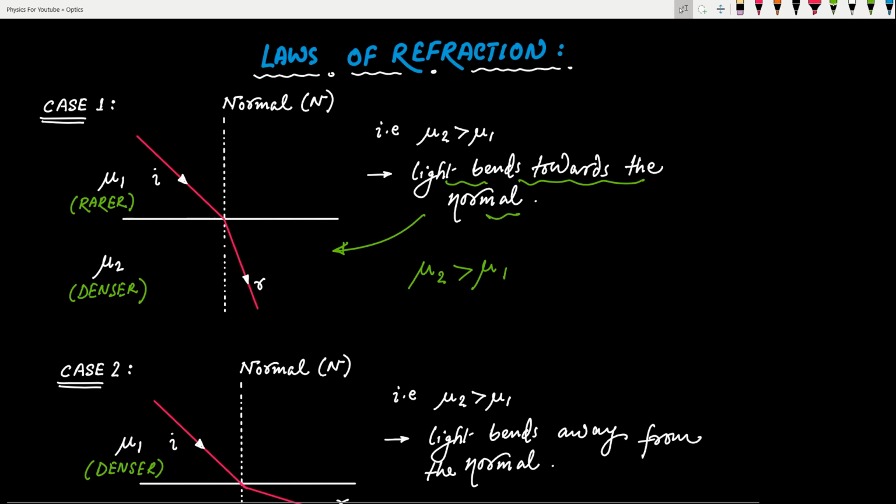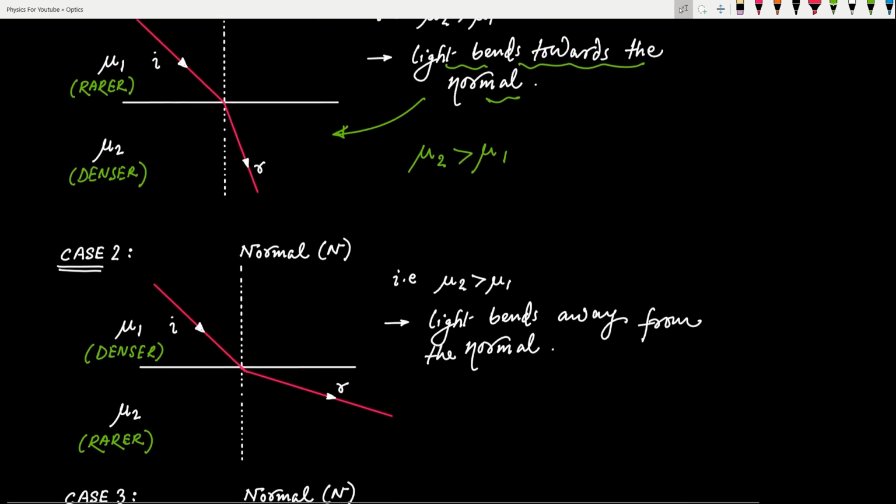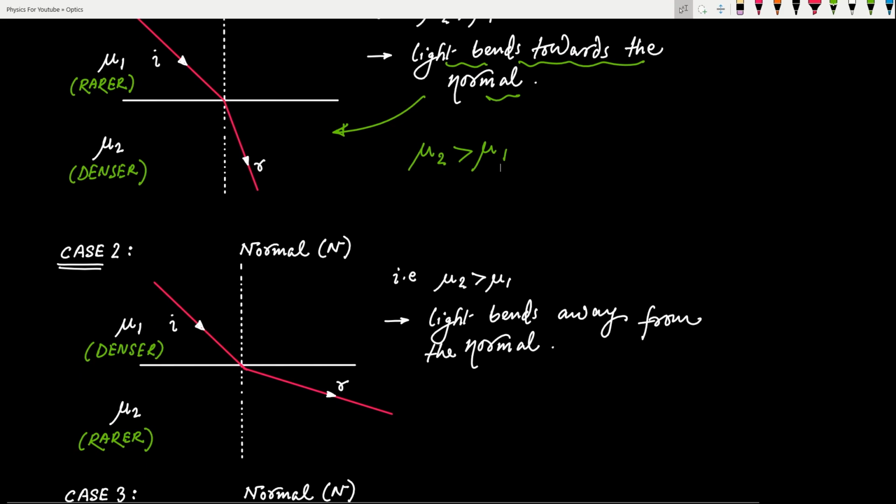Now the second case is just the opposite of the first case. That is, whenever light traveling from an optically denser medium enters into a rarer medium, that is an optically rarer medium, then light bends away from the normal.